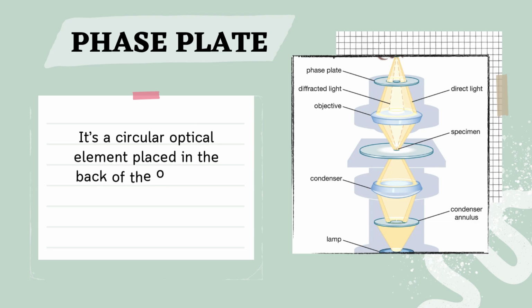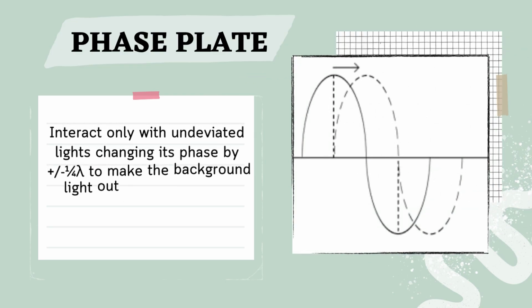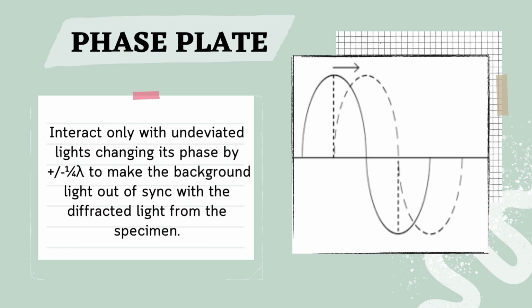And the other component, as I said before, is called the phaseplate. The phaseplate is a circular optical element called disc that is placed in the back of the objective lenses. Its main goal is to interact only with the undeviated light coming from the background and change its phase by 1/4 of a wavelength, plus or minus. The goal behind changing this phase is to make this light out of sync, which means out of phase, compared with the diffracted light obtained from the specimen in order to obtain a higher contrast and a better visualized image.